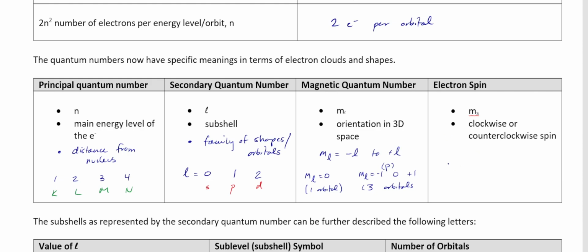Electron spin is pretty easy. It's just +1/2, given as your clockwise or up spin, and -1/2, given as your down spin or counterclockwise spin. So these are your sets of quantum numbers.